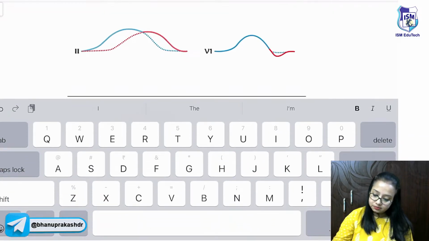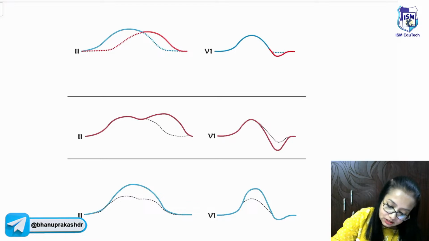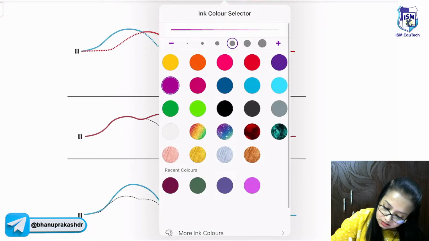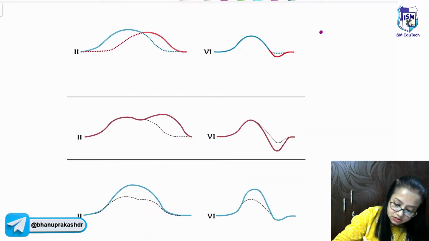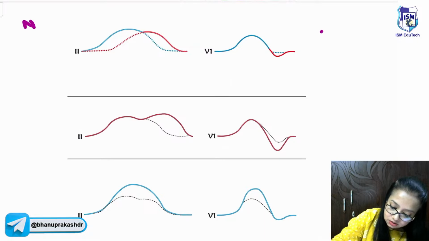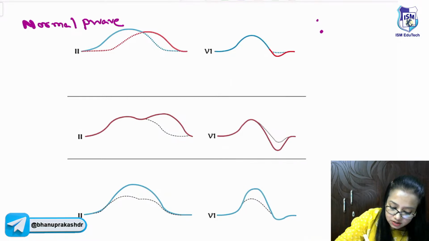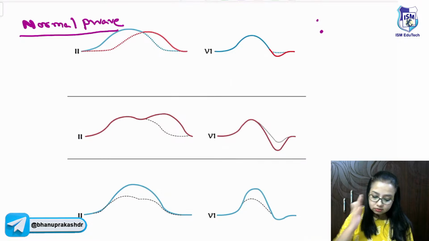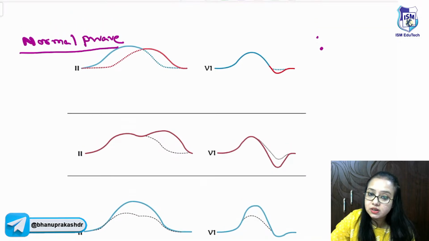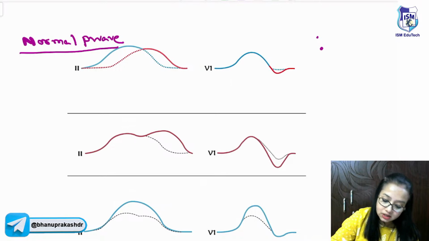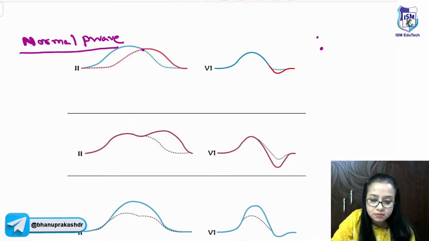The first one is normal. This is a normal P wave. Look at this picture and understand it. A normal P wave actually has a bump. You can see this bifurcation here. It is just like two bumps with a slight bifurcation.